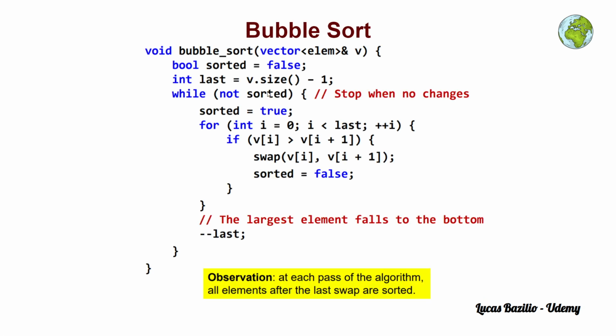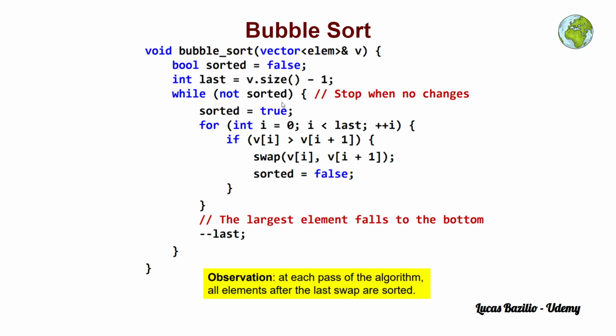So how is the implementation of this algorithm? Well, the idea is that given a vector of elements, if we want to sort these elements with bubble sort, we have initially a boolean that indicates if the sequence is sorted. Initially it is going to be false. We get the last element. We can easily get it with the size of the vector minus 1. With this we get the index where the last element is.